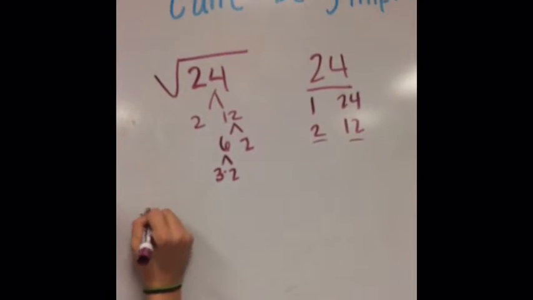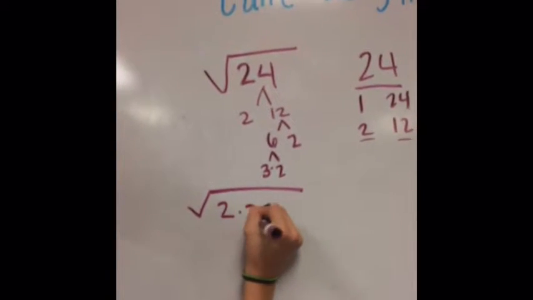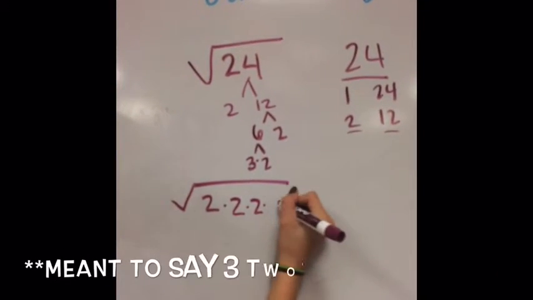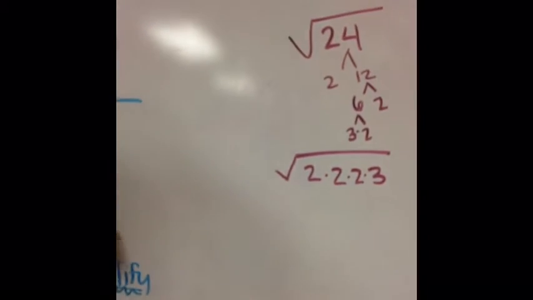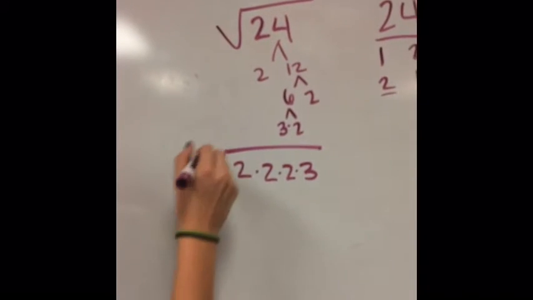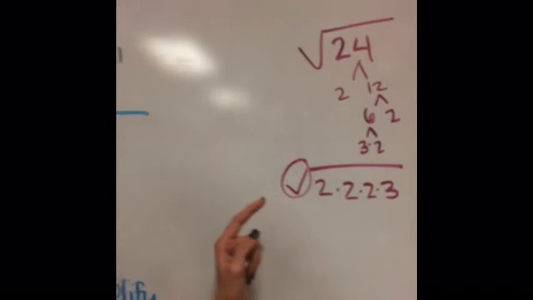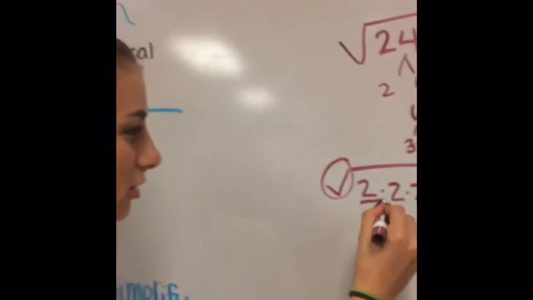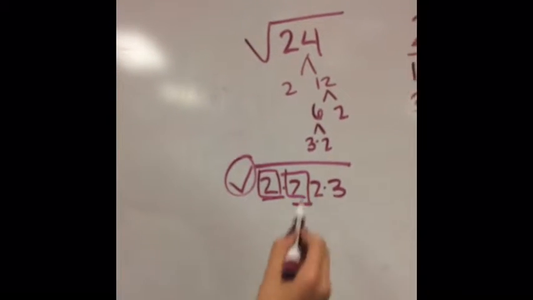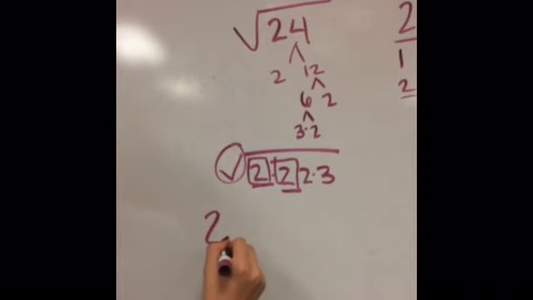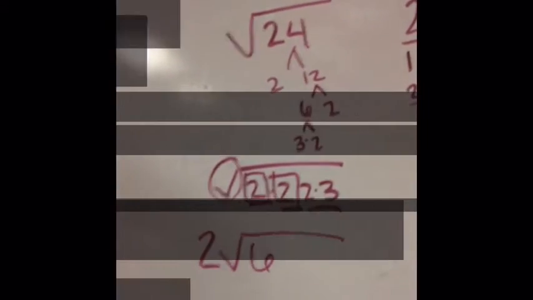So you end up having 2, 2, 2, and 3. The radical practically means times it by itself. So you would try to take out 2 of the same kind, but since there's only 2 2s, you take that out and you do 2 and then multiply everything on the inside, so it'd be 2 radical 6.